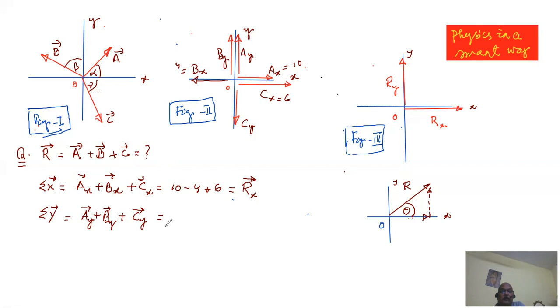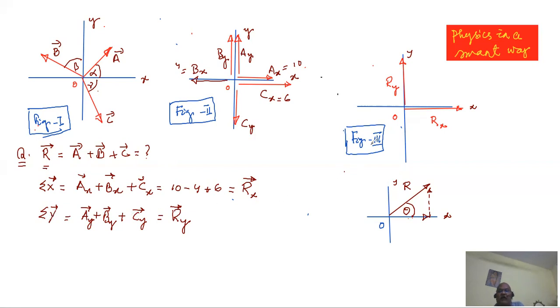And this sigma y will be the resultant's y component, because the final resultant is 1. Okay, so you can put them as Rx and Ry, or you can write them as sigma x and sigma y, no harm is done.